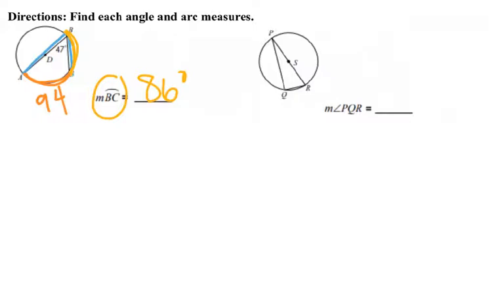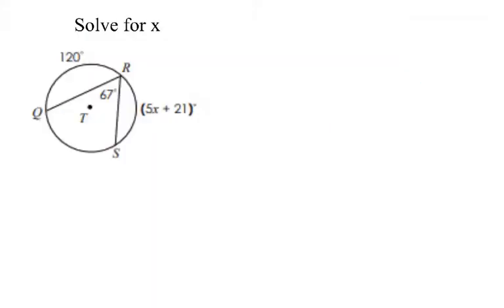All right, for the next one, I want to find the measure of PQR. So that is an inscribed angle. It is intercepting 180 degrees, a semicircle, and half of 180 is 90. So the measure of angle PQR is 90 degrees. Okay.